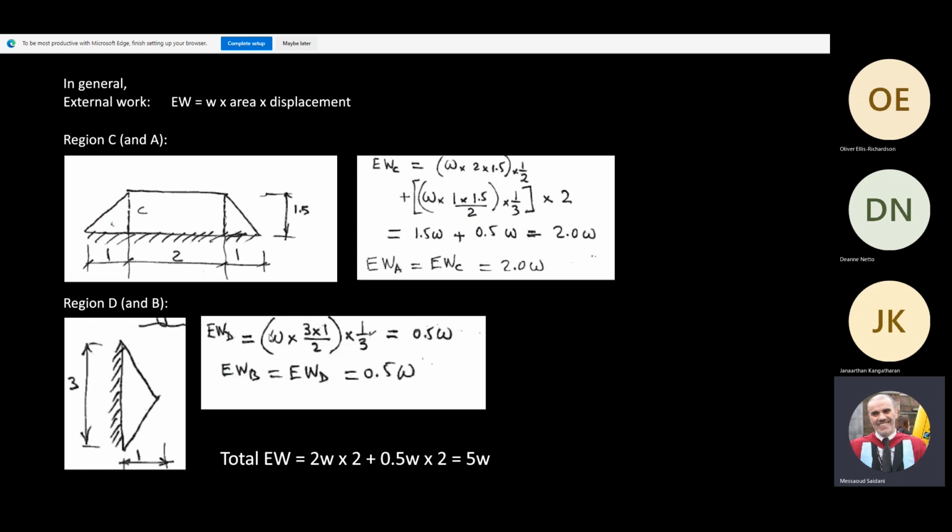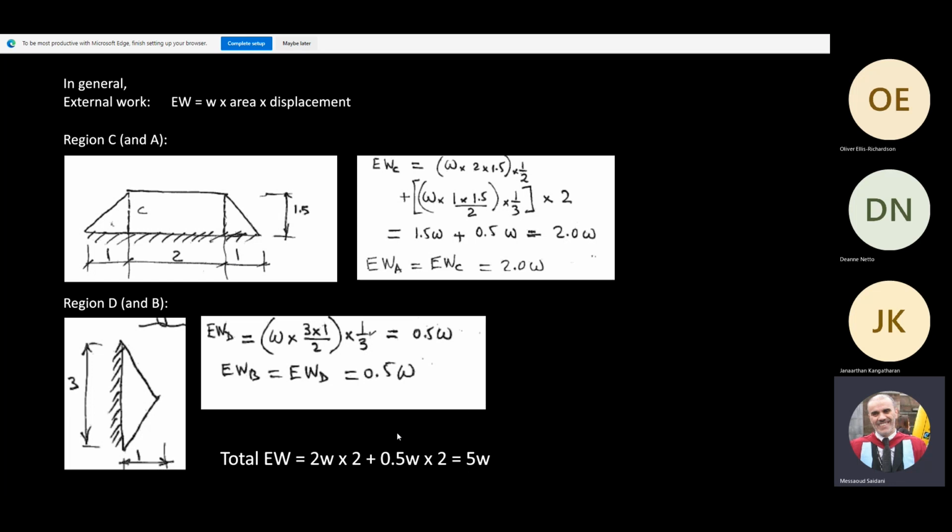So we use exactly the same approach. We have W times the area of the triangle, 3 times 1/2, times the centroid displacement. If the maximum displacement is 1 there, at the centroid it will be a third, so the 3 and the 3 will cancel, and we have 0.5 W, and it's the same for B, 0.5 W. So the total external work will be twice 2 plus twice 0.5. So 2 times 2 is 4, and then 2 times 0.5 is 1. So the total is 5W.